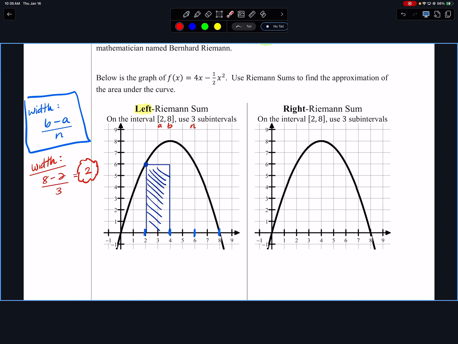Okay, do the same thing from 4 to 6. So which one's going to be my height? The 4 or the 6? The 4. So at x equals 4, I'm going to draw a point where the function meets at x equals 4. So this is going to be right there. And then our width is 2, so go over 2, and then down to the x-axis. Okay. Between 6 and 8, 6 is our left value. So I'm going to draw a point right there when x is equal to 6 on the curve. Go over 2, and then down.